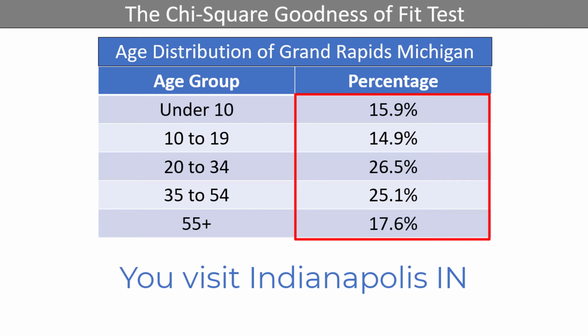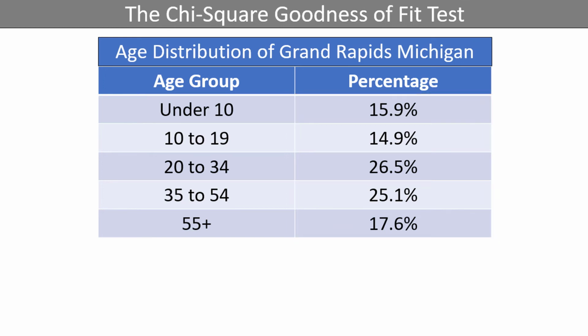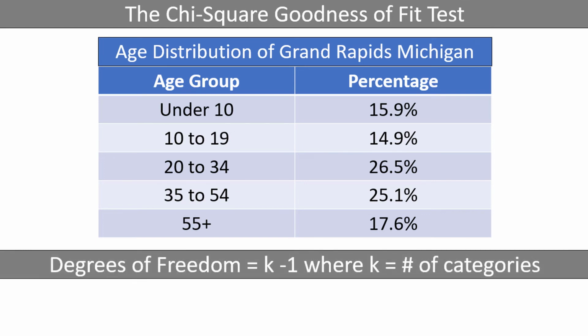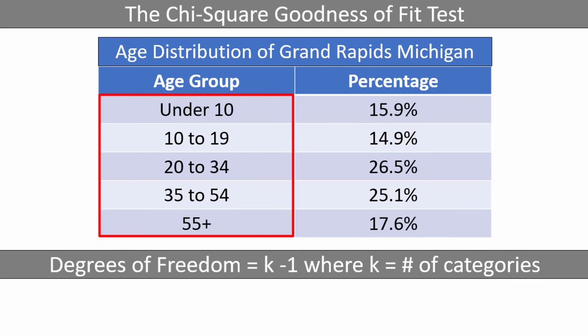Now, as mentioned earlier, we need the degrees of freedom in order to use the chi-square distribution. The degrees of freedom for the chi-square goodness of fit test end up being just k minus 1, where k is the number of categories you have in your distribution. So in our case, since we have 5 different age groups, the degrees of freedom will just be 5 minus 1, which is equal to 4.